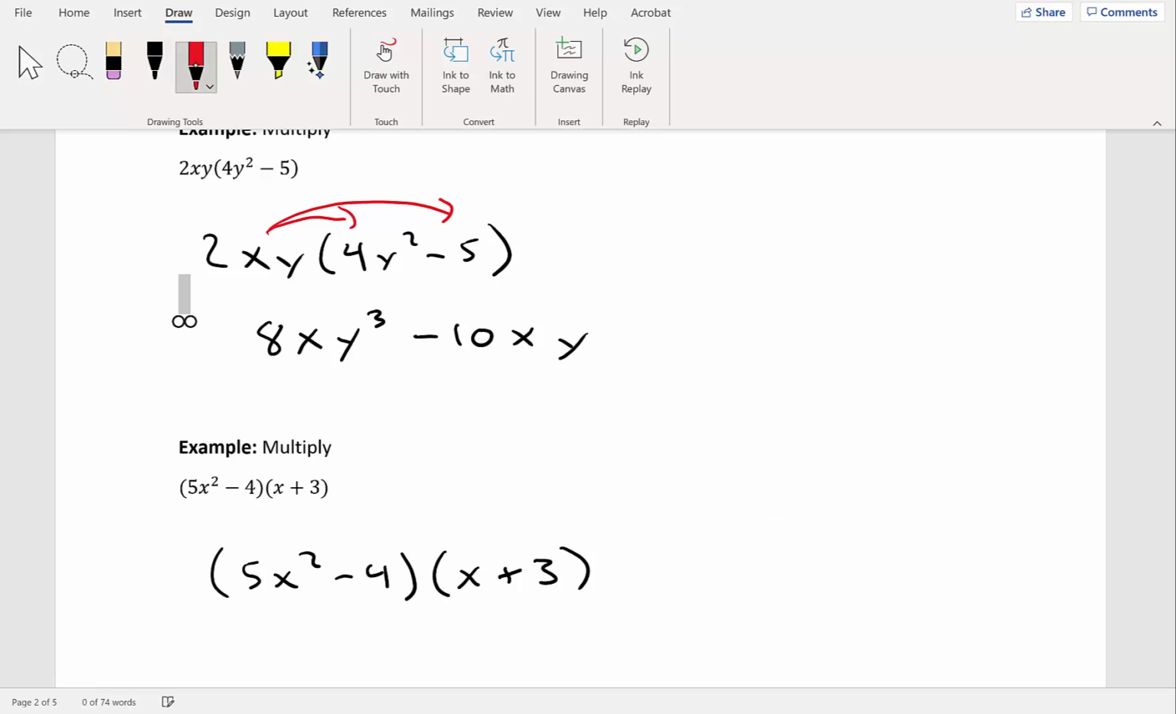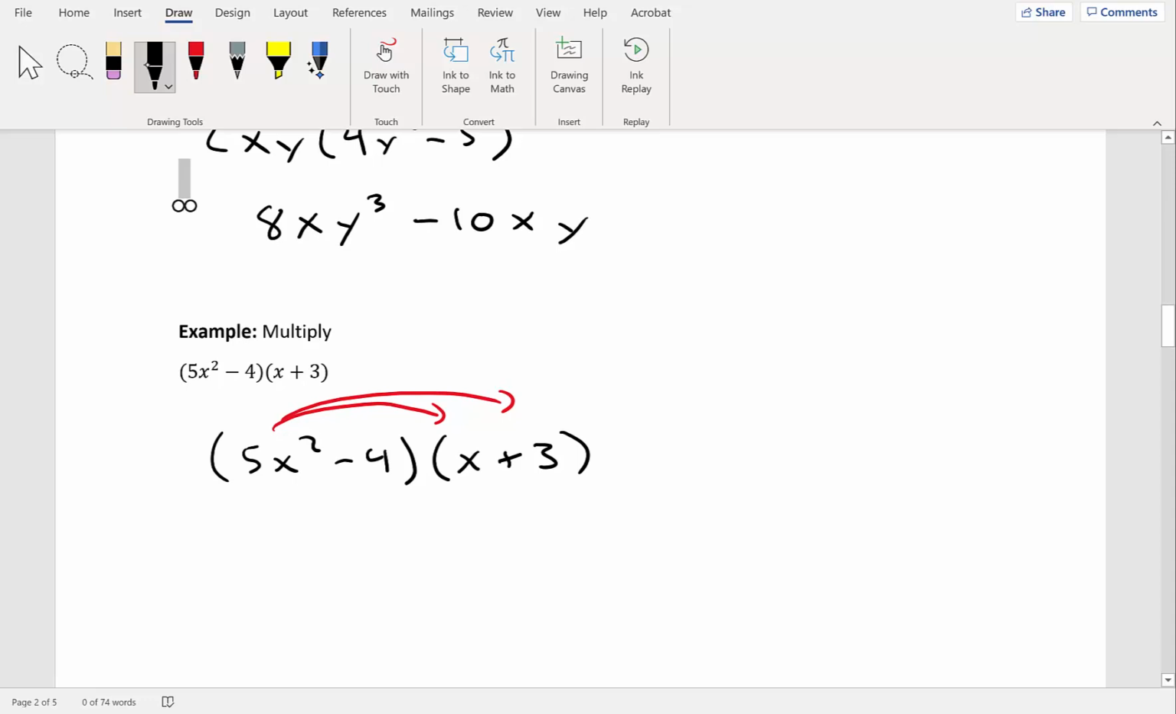You're going to take your first term in the first binomial, this 5x squared, and distribute it out to both of those. So you have 5x squared times x. This gives us 5x cubed. 5x squared times 3 gives us 15x squared.